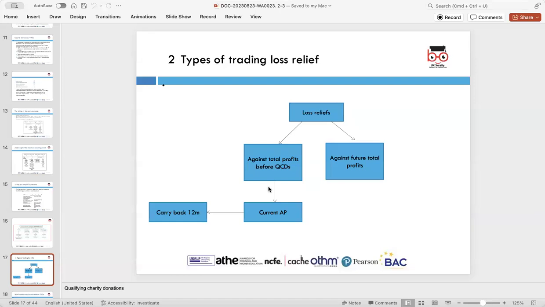These two types of trading loss relief provide businesses with flexibility in managing their tax liabilities and help to support them during periods of financial difficulty. So it is also important for businesses to understand and utilize these reliefs effectively to optimize their tax positions and support their long-term financial health.